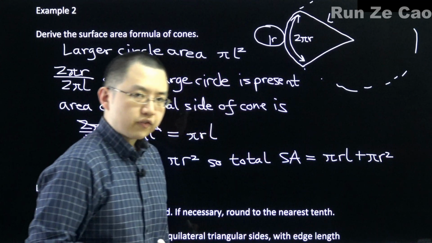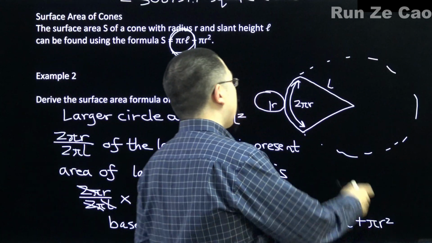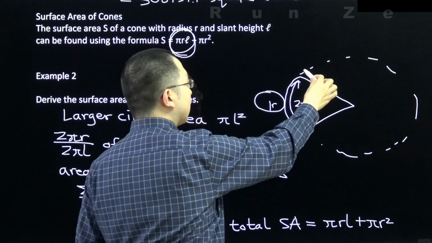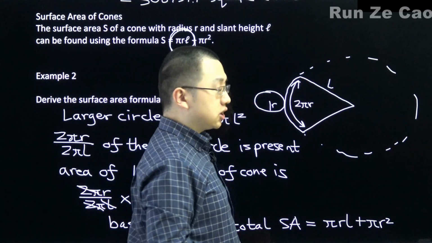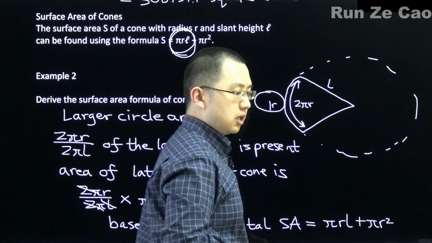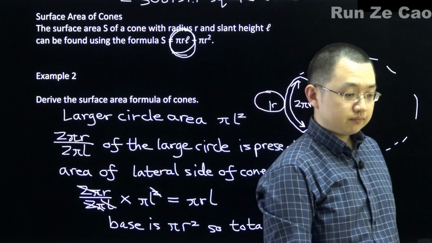If you forget this formula, you can rederive it by remembering the method of, hey, this is a portion of a larger circle. How much? Oh, it's proportional to the amount of arc compared to the arc of the circumference of the entire circle.